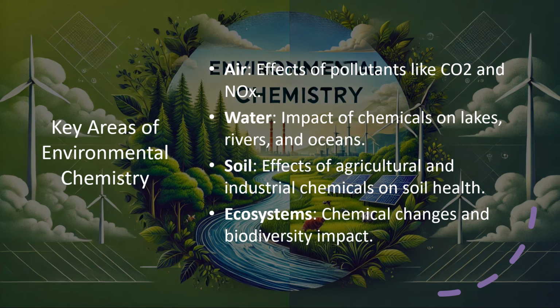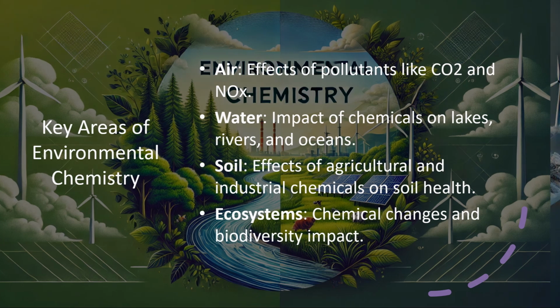Soil, farming is essential for food, but overusing pesticides and fertilizers can degrade soil, affecting crops and the organisms living in it. Ecosystems. Imagine a forest full of life. Now imagine chemicals disrupting it, leading to the loss of plants and animals. That's how pollution harms biodiversity.